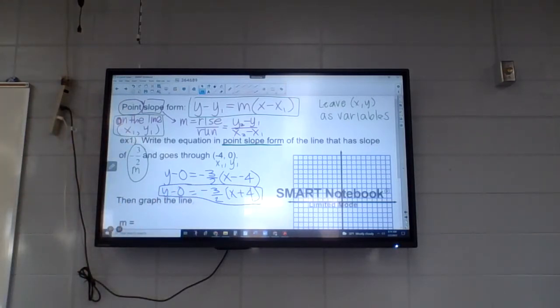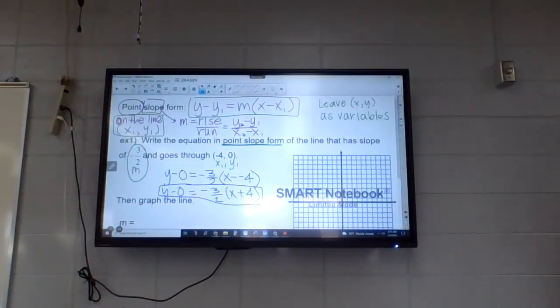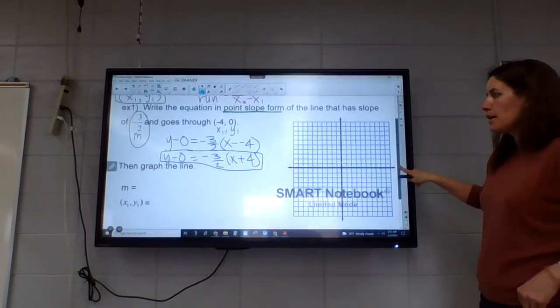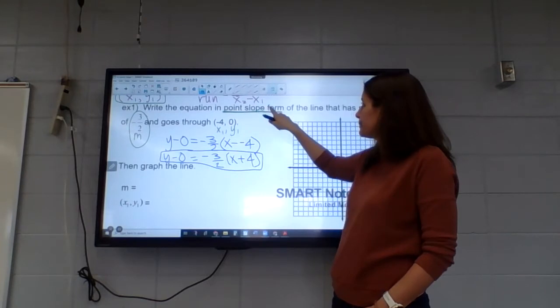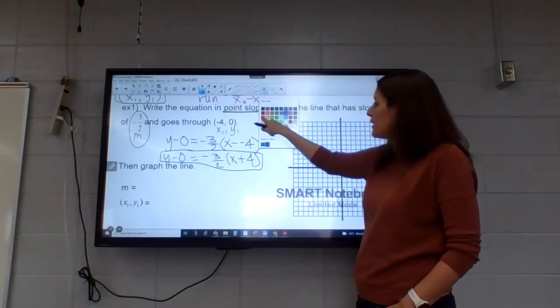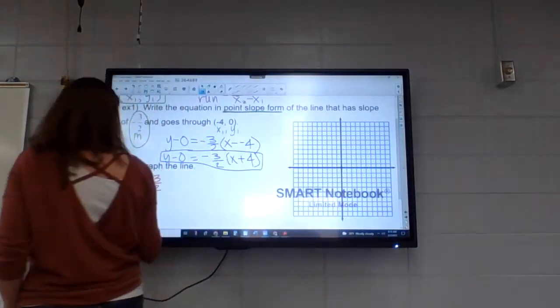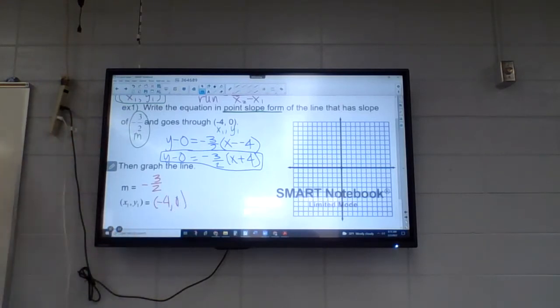Now again, this is slightly different than slope intercept form. So I don't know what the b is. I don't know my starting value on my y-axis. So what we're going to do instead is just use the information they gave me. We're going to start at this point instead. So again, they give me the slope is -3/2. And the x1 and y1 is -4, 0. So instead today, I'm actually going to start at that point and then graph my slope from that point.